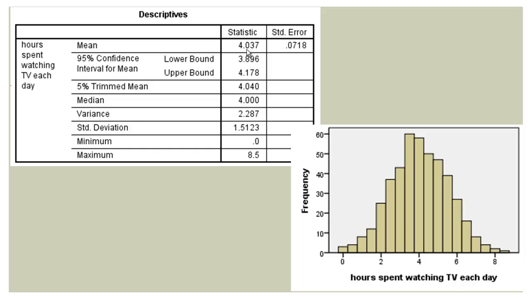Now there are two approaches we could take here. One is to look at something called the 95% confidence interval for the mean, and the other is to do something called a significance test. So we'll look at each of those in turn.